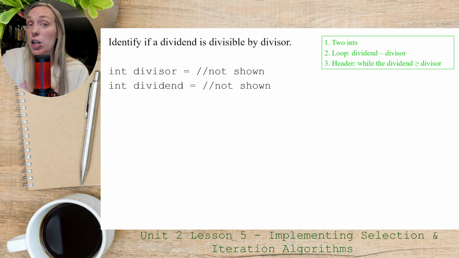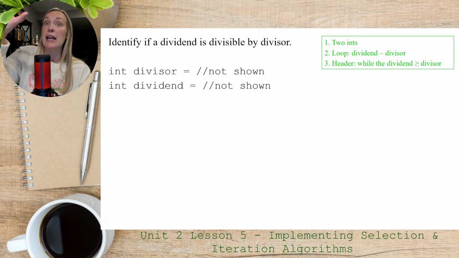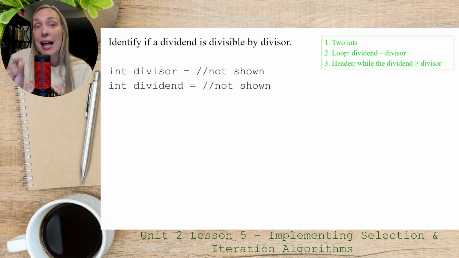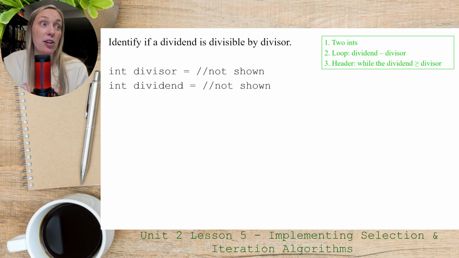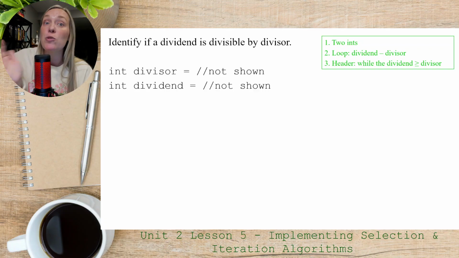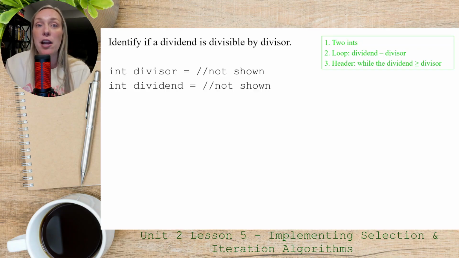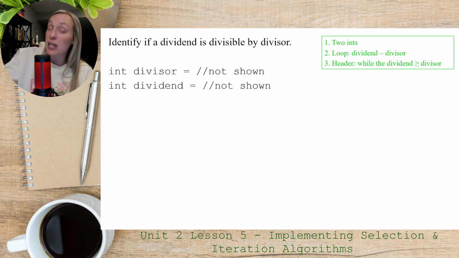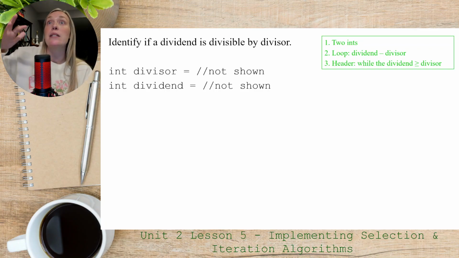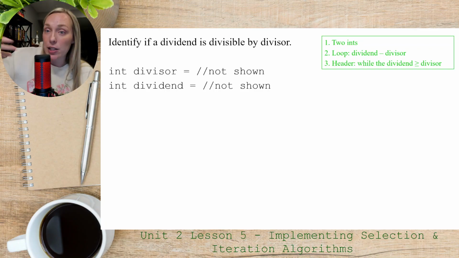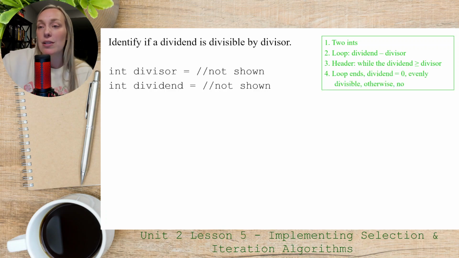Now the dividend is going to change each loop, right? It was 20, then it was 17, then it was 14. So the dividend is changing each loop. And I want to keep looping until that last dividend was not greater than the divisor, right? As soon as it became 2, as soon as it became less than the divisor, that's when I wanted to stop my loop. So my header, while the dividend is greater than or equal to the divisor, I want to keep going, okay? Your while loop is something you keep doing while it's true. So dividend greater than or equal to divisor.